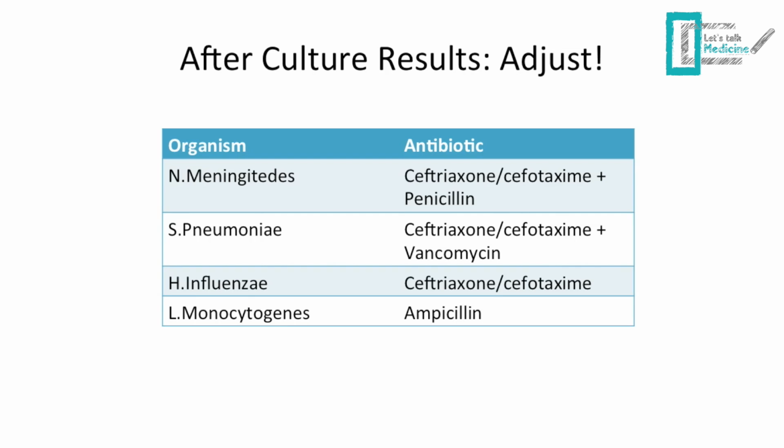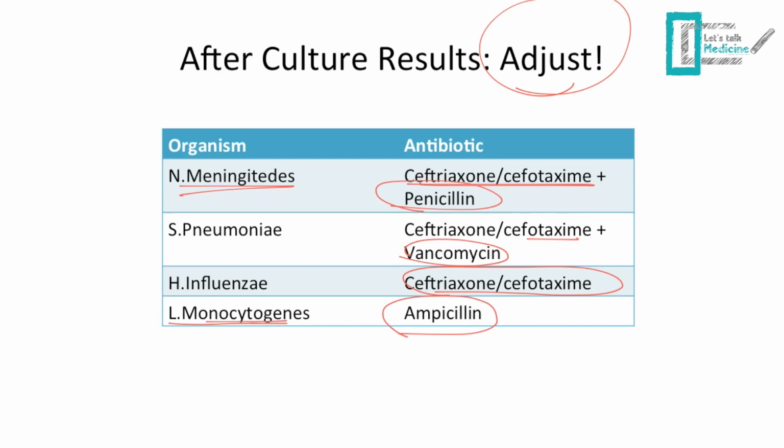Now, after getting the culture results and the sensitivities, you try to adjust your management plan. According to the organism, you adjust your antibiotic management. For example, for Neisseria meningitidis, you give penicillin G with the 3rd generation cephalosporin. For Strep pneumoniae, to cover the resistant strains, you add vancomycin to the 3rd generation cephalosporin. For H. influenzae, you only use the 3rd generation cephalosporin, either cefotaxime or ceftriaxone. And finally, for Listeria, we cover it with ampicillin.